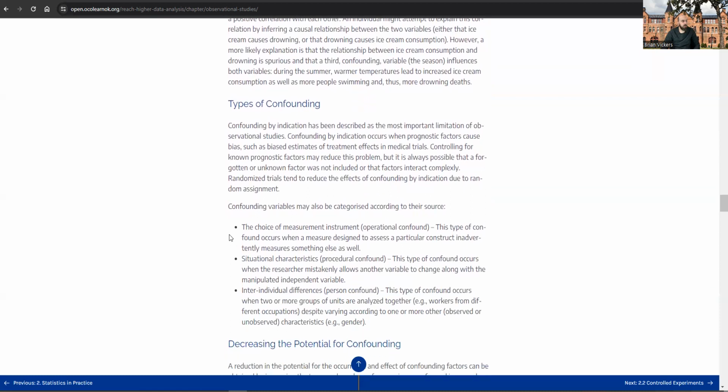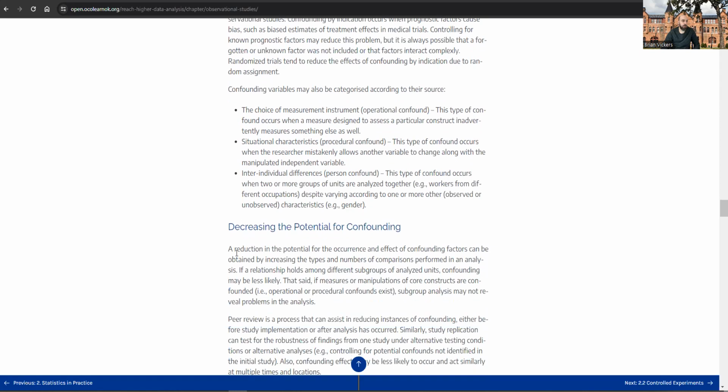Types of confounding variables. Sometimes this might occur because of what they call operational confoundment, where the measurement instrument inadvertently measures something else as well. Situational, procedural confoundment: mistakenly you allow another variable to change along with whatever it is you were manipulating or testing for. And then person confound.